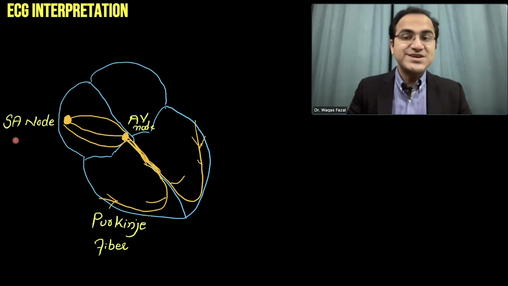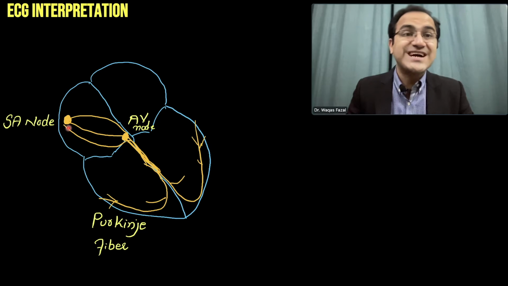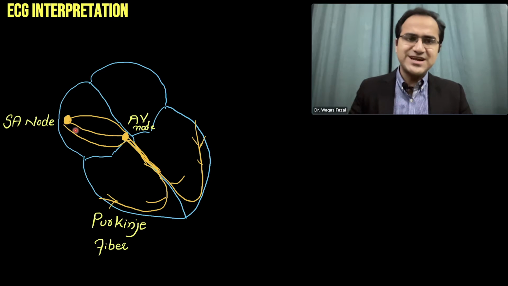Now, normally the SA node produces electrical currents, and those electrical currents cause depolarization of the atria. These electrical currents travel through internodal pathways to the AV node. The AV node sends these signals through the bundle branches to the Purkinje fibers, and the Purkinje fibers cause contraction of the ventricles. So, the SA node controls the electrical activity of the heart, that is called a sinus rhythm run by the SA node. Now, what if the SA node fails to produce electrical currents?